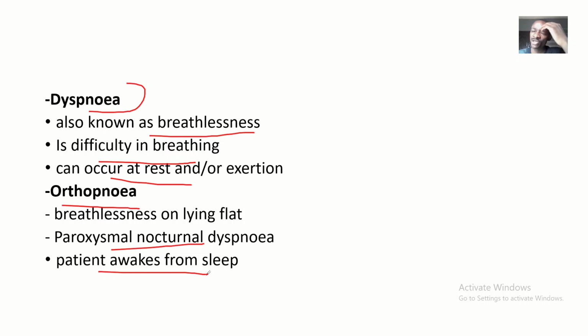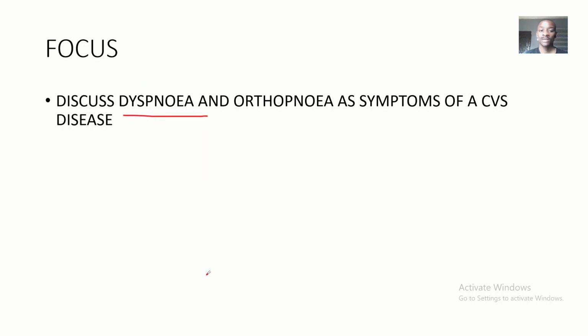So in paroxysmal nocturnal dyspnea, the patient wakes from sleep, all right? And our professor in school explained orthopnea as an accumulation of fluid in the alveoli. So when you lie down, you become so relaxed that the fluid is now covering the whole space in the alveoli, so you are finding it hard to breathe, okay? Guys, that's it about dyspnea and orthopnea as symptoms of cardiovascular system disease, okay?